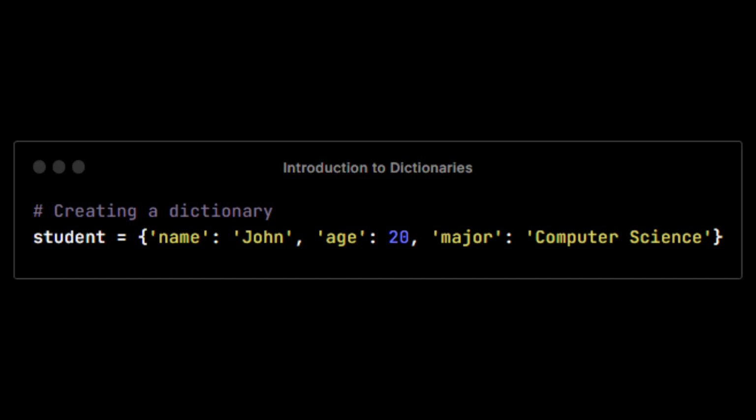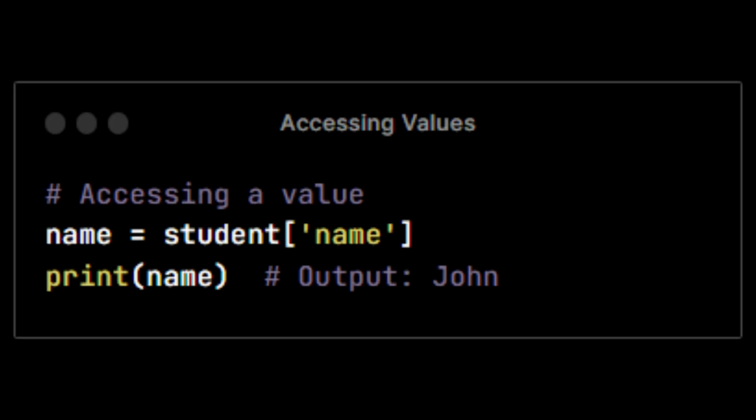Introduction to dictionaries. Dictionaries in Python are a powerful data structure that allow you to store and retrieve key value pairs. In this tutorial, we'll explore various operations you can perform with dictionaries. Accessing values. To access a value in a dictionary, you can use the corresponding key. In this example, we'll retrieve the value of the name key from the student dictionary.